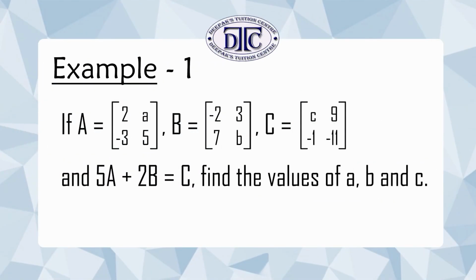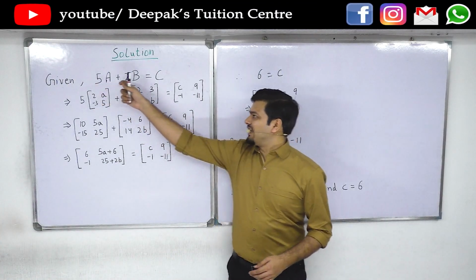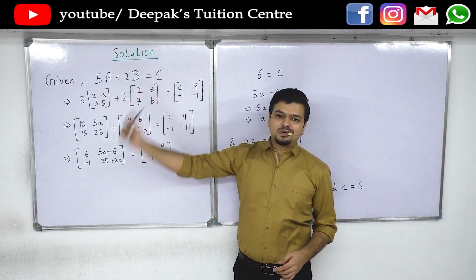If matrix A equals 2, a, minus 3, 5, matrix B equals minus 2, 3, 7, b, matrix C equals c, 9, minus 1, minus 11, and 5 into matrix A plus 2 into matrix B is equal to matrix C, find the values of a, b and c. As the question states, 5A plus 2B equals C.